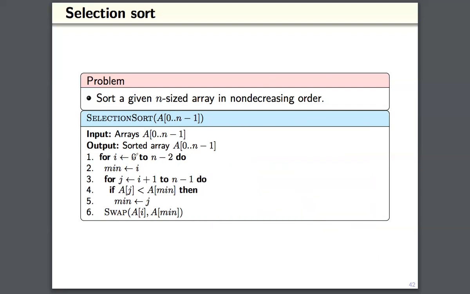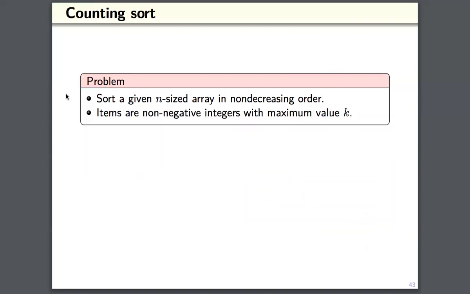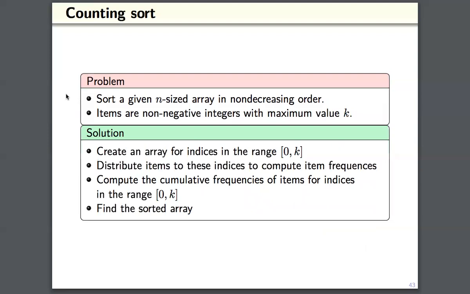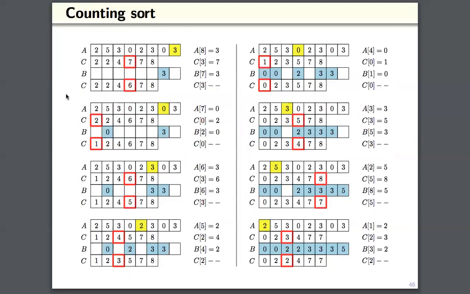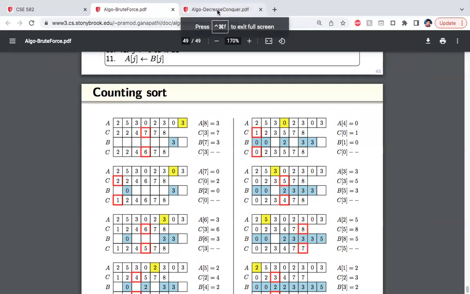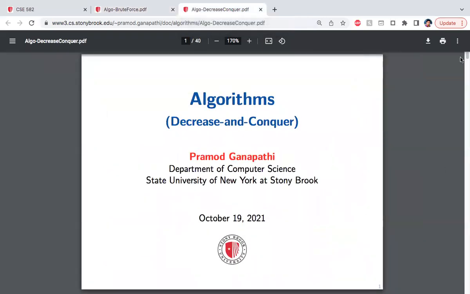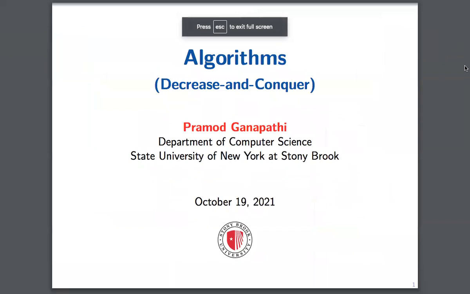Try to understand the code here, the exact step-by-step procedure, indexing and everything. But that's the high-level idea of bubble sort and selection sort. There is one more sorting algorithm, counting sort. We will not cover this; you can consider it out of scope. Okay, so that's it about the brute force technique. Now let's move to decrease and conquer.